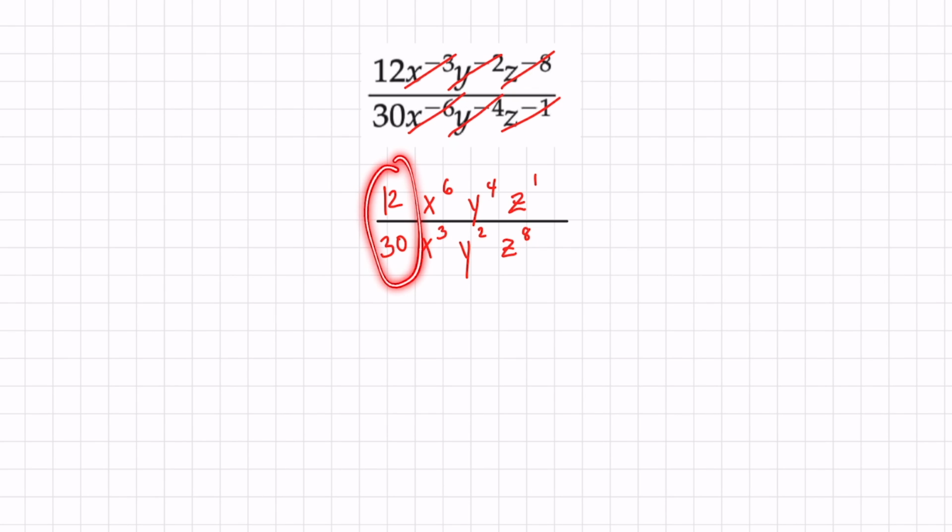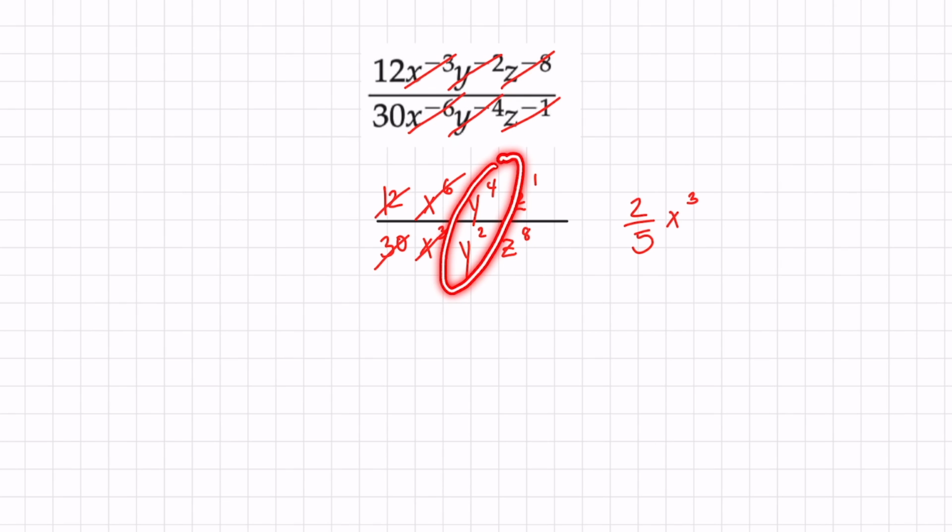Start with the coefficients. 12 over 30, if you simplify it, that simplifies to 2/5. And quotient of powers, once again, 6 and 3, you get x to the 3rd power. I like to cross it off as I go. That way I don't have to worry about it anymore. You can do that if you want. Y^4, Y^2, 4 minus 2, top to bottom, when you're subtracting, is y squared.